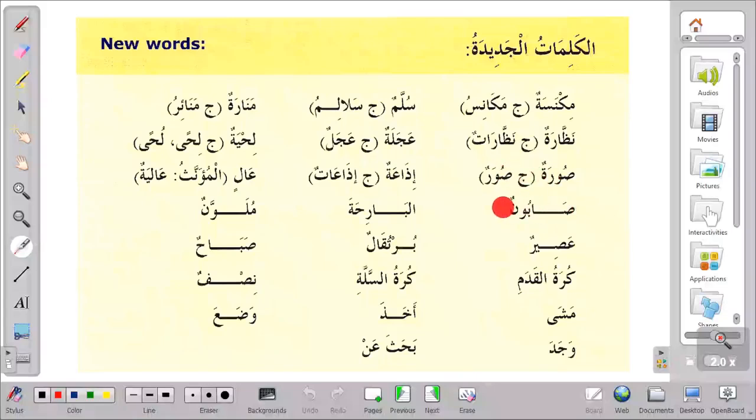Shurbatun is soup. Asirun, juice. Kuratul qadam, football. Qadamun is foot. Kuratun is ball. So kuratul qadam, football. Masha, he walked.